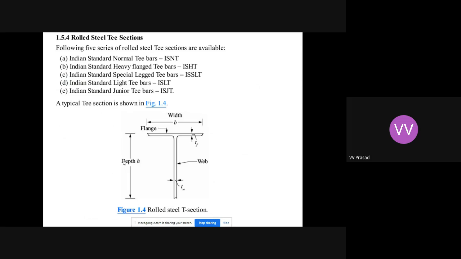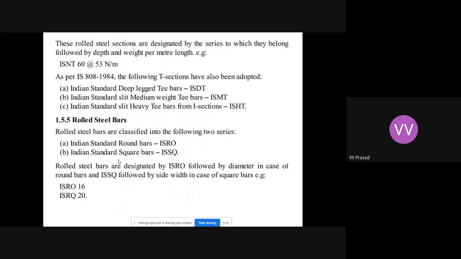Next one. Here also, in a T section there are two components. One is the top flange. Next one is the web section. So rolled steel sections are designated by the series to which they belong, for example ISNT 60 at 53 Newton per meter. ISNT is followed by 60, which is the depth in millimeters, and 53 Newton per meter is the weight of the section.